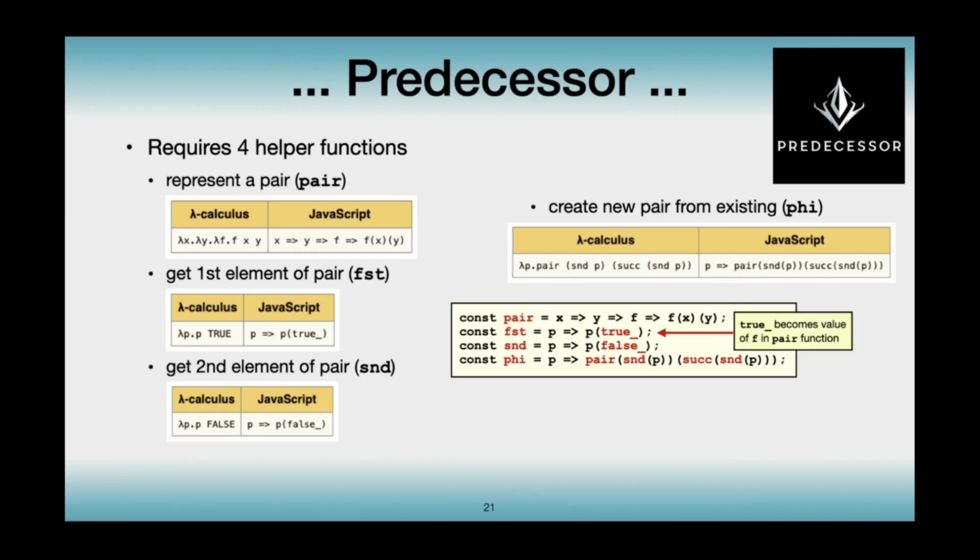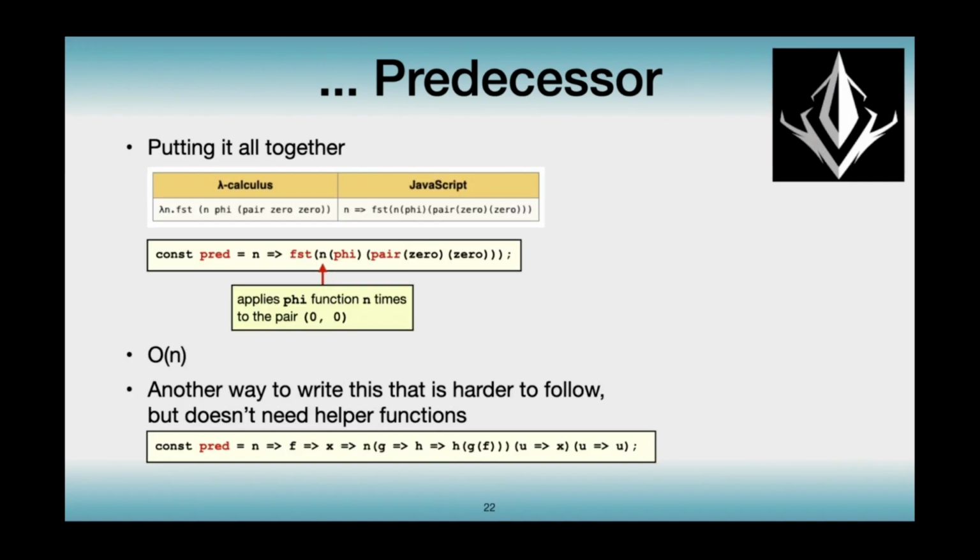And so now we have JavaScript implementations of those 4 functions, and I'm ready to combine them to build this predecessor function. And so the predecessor function says, give me the first number that you get after you apply the phi function n times to this pair that starts off 0, 0. So the phi function gives me the next one, and the next one, I just do that n times. And when I'm done, I take the first number, and that's the predecessor.